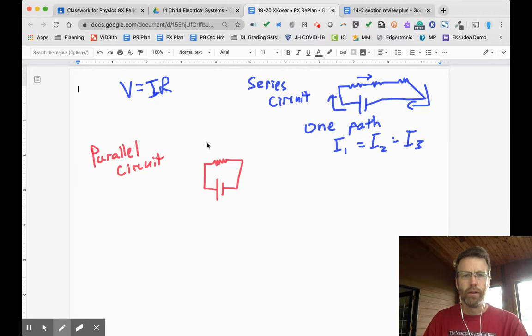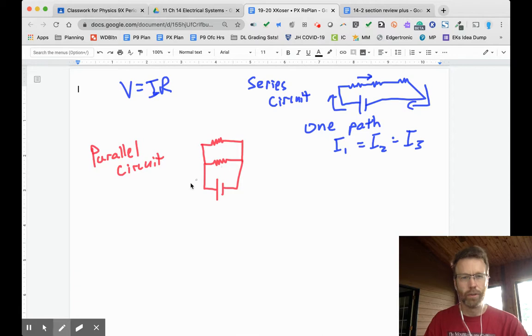But then in parallel to that, notice the two resistors are lined up along parallel lines. I'm going to add another resistor. And this is what we call a parallel circuit. Now we can add two resistors or 3 or 4 or 7 million, it doesn't really matter. They're all the same concept in a parallel circuit.